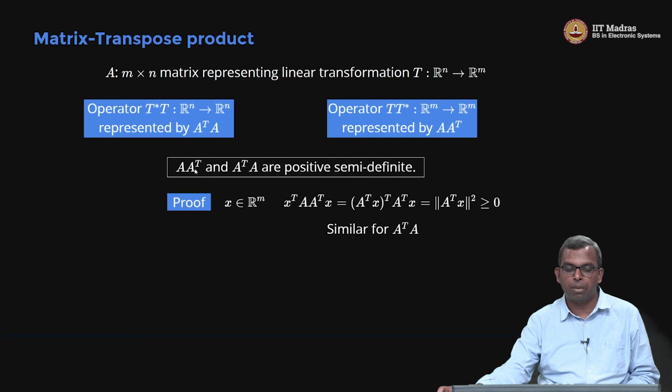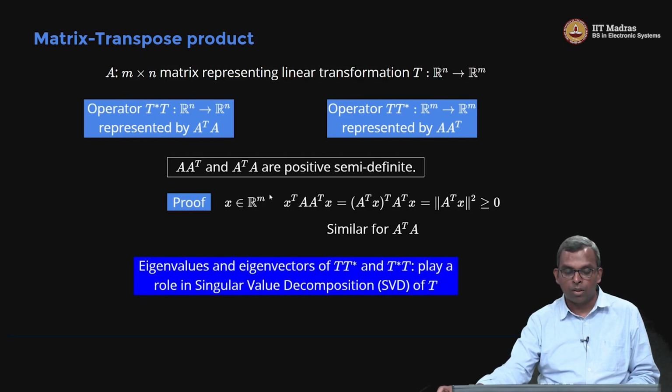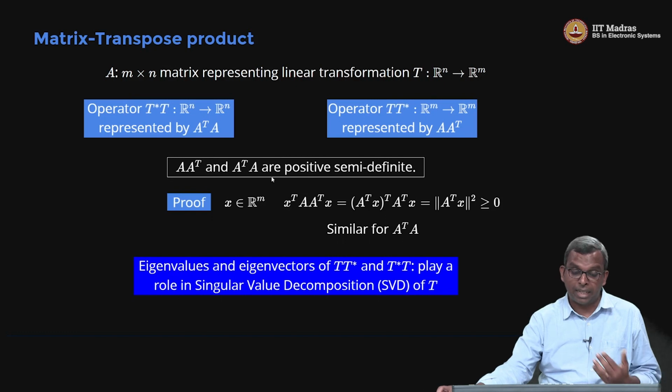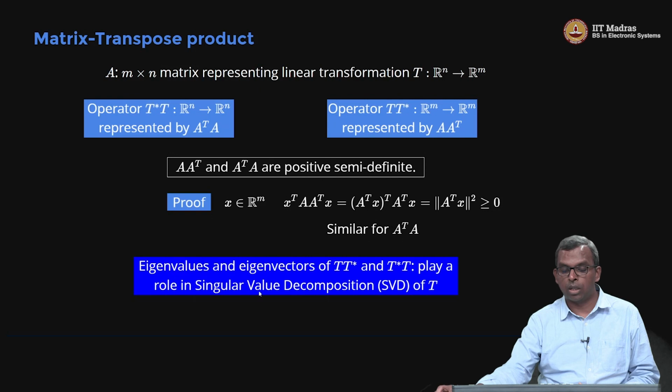Okay, so basically if you do this, you go from a rectangular matrix to a square matrix in this form, you get a positive semi-definite matrix. Okay, so in fact, the eigenvalues and eigenvectors of A A transpose and A transpose A play a very important role in what is called the singular value decomposition of T, and any operator from Rn to Rm has something called a singular value decomposition.